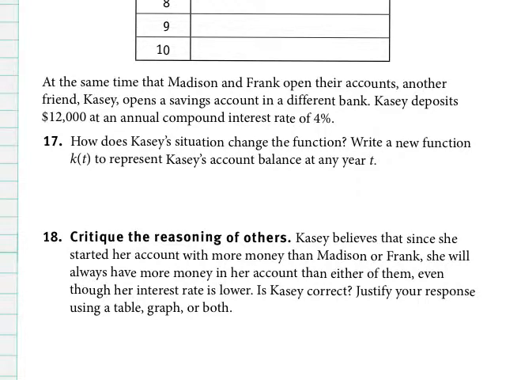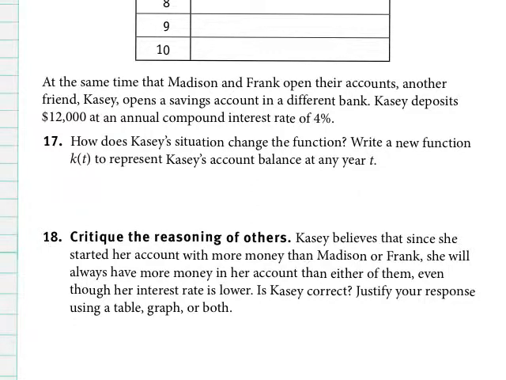So go ahead on 17, I want you to write the new function for Casey, and then try to discuss 18. And at the bottom where it says, justify using a table, graph, or both, skip that part because we're going to look at it with a graphing calculator in a minute. So write the function for 17 for Casey, and then start discussing if you think what Casey thinks is right or wrong on 18. Go ahead.